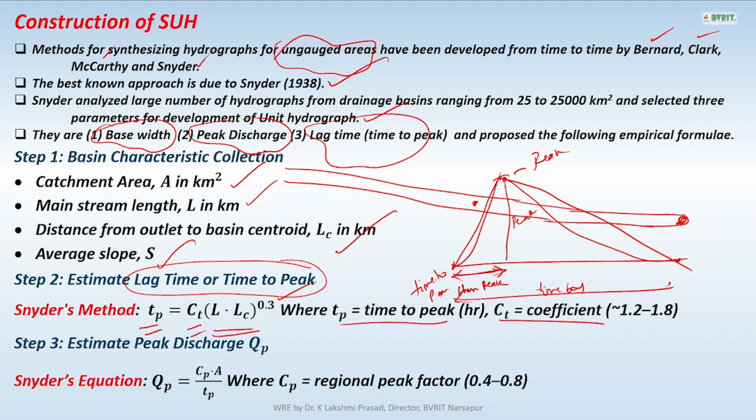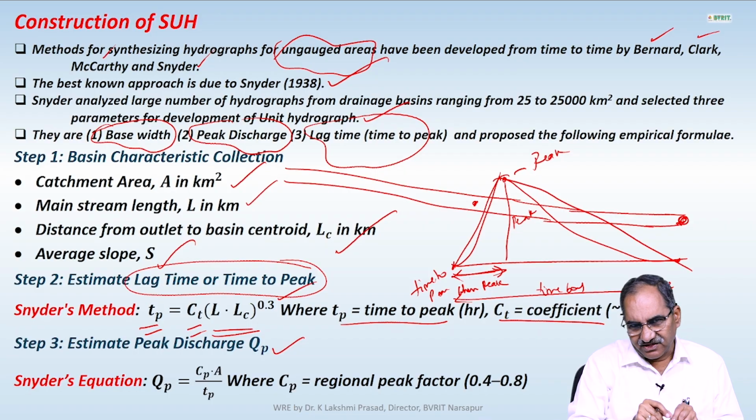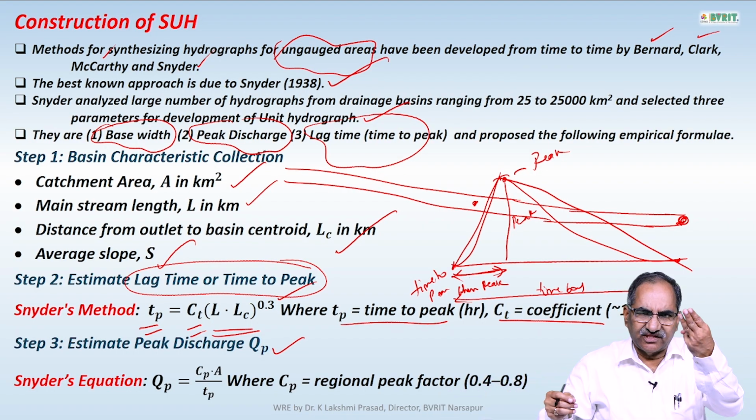Next, estimate the peak discharge. The first one is the time to peak. The second one is how much the peak is. The third one is the base width. These are the three parameters.